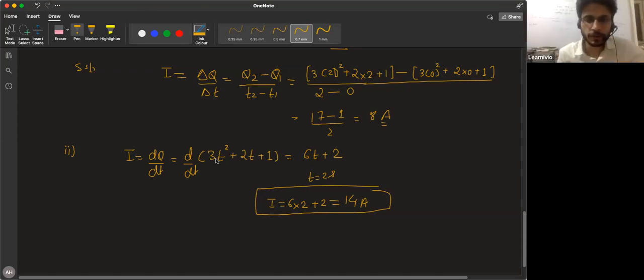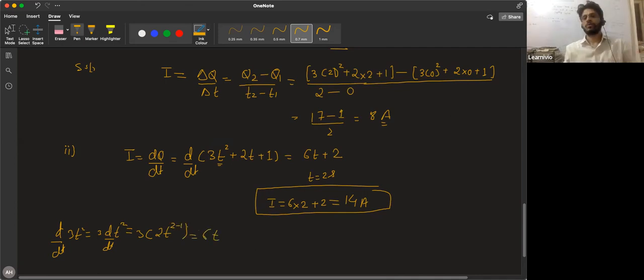See, it's just the derivative. When you differentiate 3t square, you can take this 3 outside and differentiate only t square. The derivative of t square is 2t to the power 2 minus 1, which is 2t. Okay? It's just a derivative. The derivative of 1 is 0 and of 2t is 2.